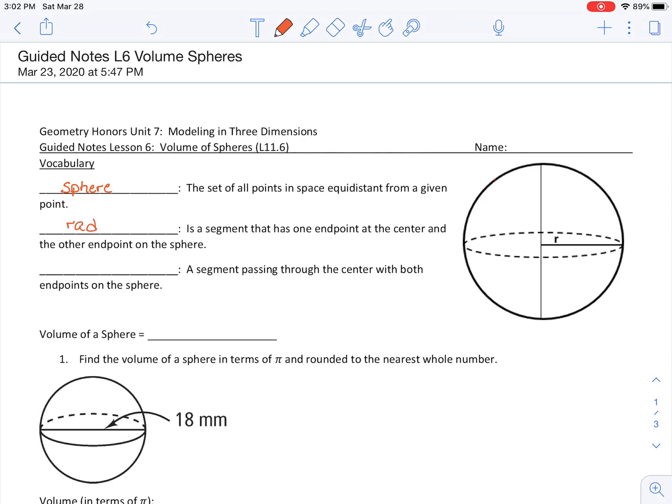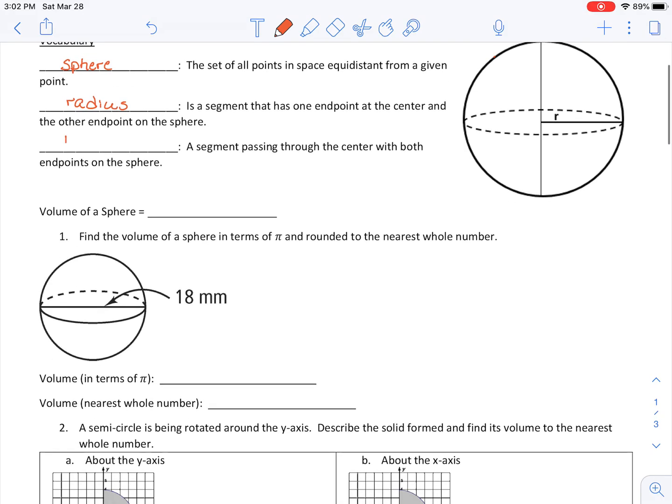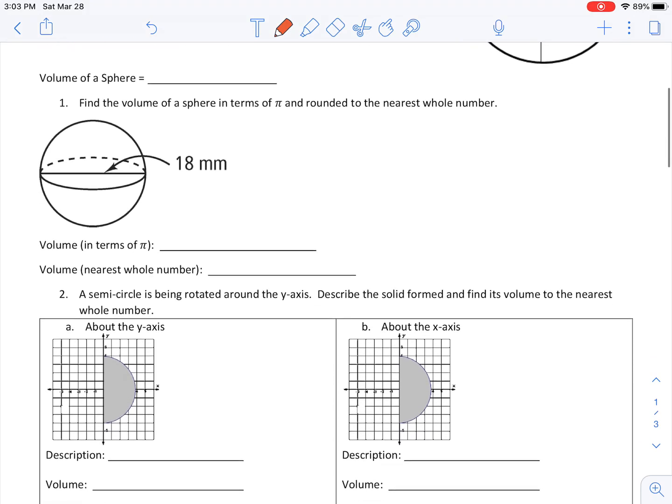The radius functions the same as the radius of a circle, so center to the edge, but now we're talking the edge of the sphere. And if you're going through the center with both endpoints on the sphere, you're still a diameter. Now, it's very important to talk about the center of the sphere though, because you technically have other circles that exist. You'd have a center of another circle, but this is not the radius of the sphere. So that's why we do need to go through that definition.